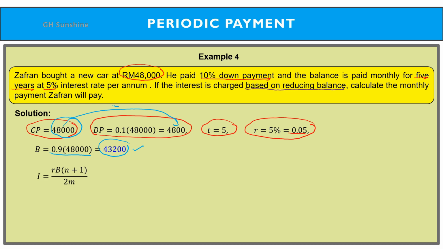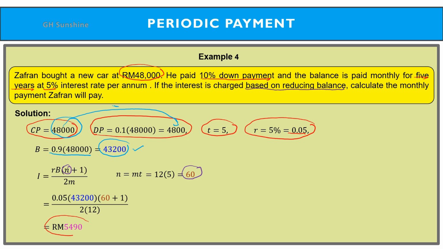Okay, next. First, calculate the interest amount using the constant ratio formula. So here what we need is the value of the number of payments, N. So N equals MT, 12 times 5 equals 60. So, substitute all the values. At the end, we got the interest amount equal to RM5490. So, this is the interest amount calculated based on reducing balance.